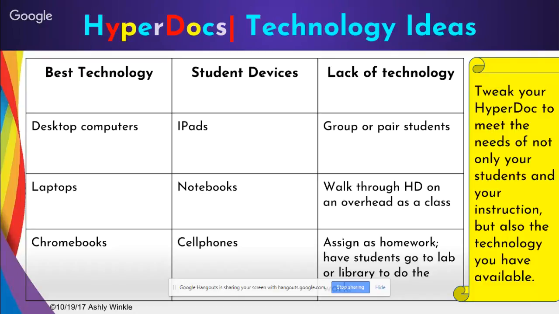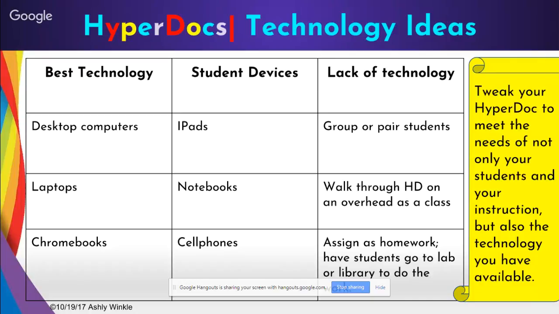I would just proceed with caution if all you have are a student's cell phone, because you want to keep the links pretty minimal, because you don't know what their phone is capable of doing. If you lack technology altogether, my recommendation is to group or pair students, walk them through a HyperDoc on an overhead. If you at least have an overhead, there's no reason you guys can't do it together. You can also assign it as homework or have students go to a computer lab.